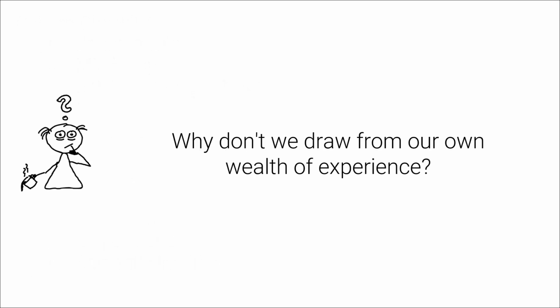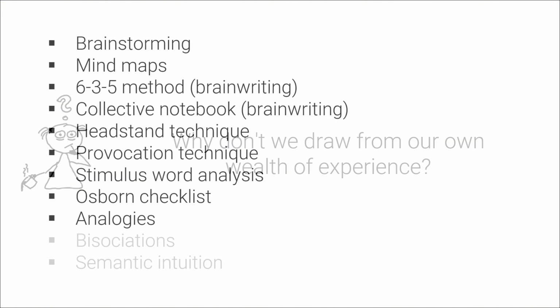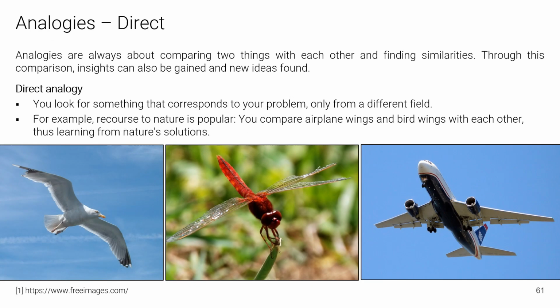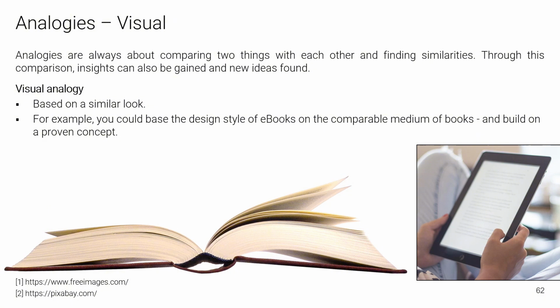Let us now draw on our own wealth of experience. Analogies are a very good example of using our own wealth of experience. Analogies are about showing similarities between things. In the direct analogy, we could take an airplane, for example, and recognize the wings as an analogy based on examples found in nature. There are also visual analogies. Visual similarities are considered here. For example, design elements of an e-book can be compared with a textbook.